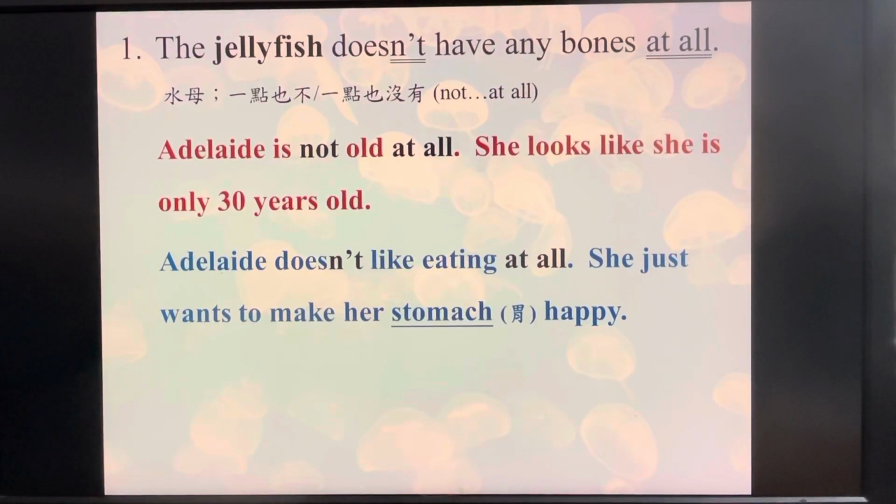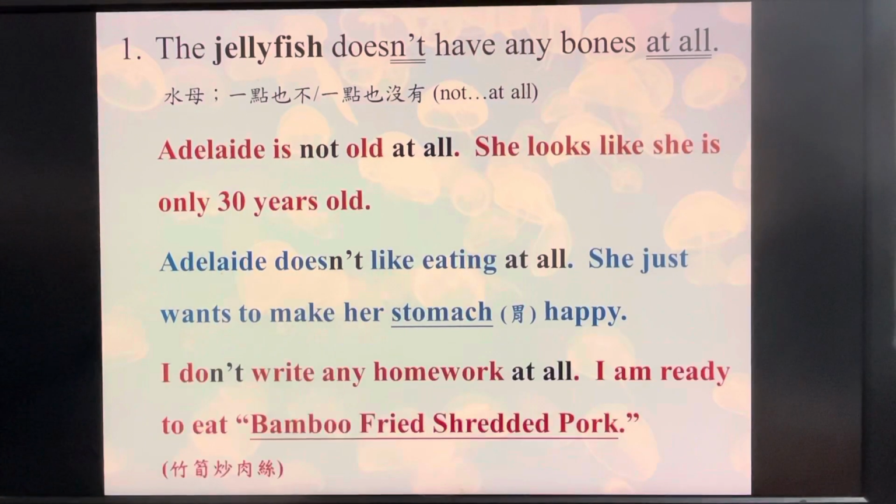eating at all. She just wants to make her stomach happy. Alright, you can see like 喜欢 is a 动词, verb. So you need a does, helping verb, to help like. And you write not at all. Okay, what about other people?